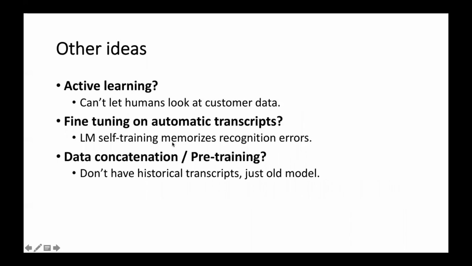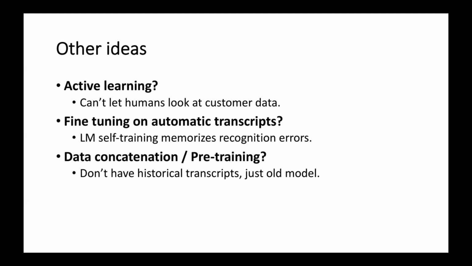We have access to automatically transcribed speech, but none of it is available for human transcription, so that rules out approaches like active learning. A natural idea is to fine-tune the historical LM on automatically transcribed speech. However, prior work has shown that language model training is more sensitive to transcription errors than other approaches like acoustic model training. We also cannot use adaptation methods like data concatenation or pre-training since we no longer have the historical transcripts.